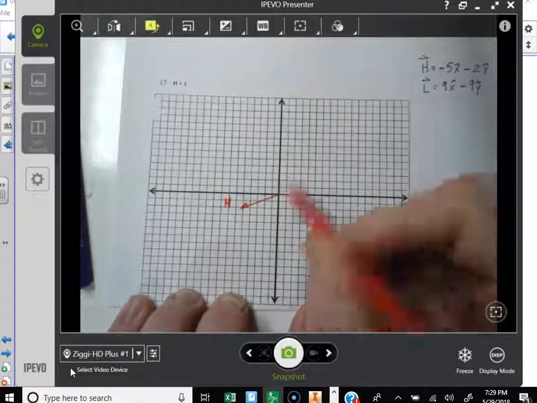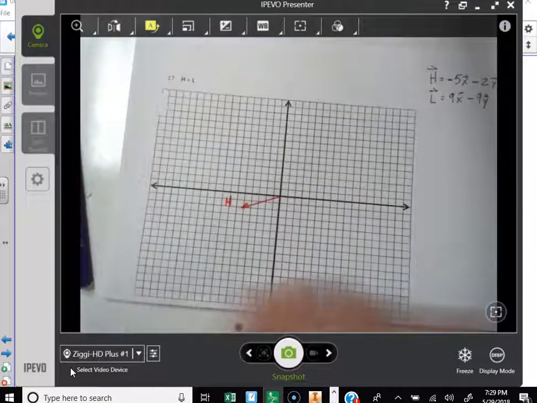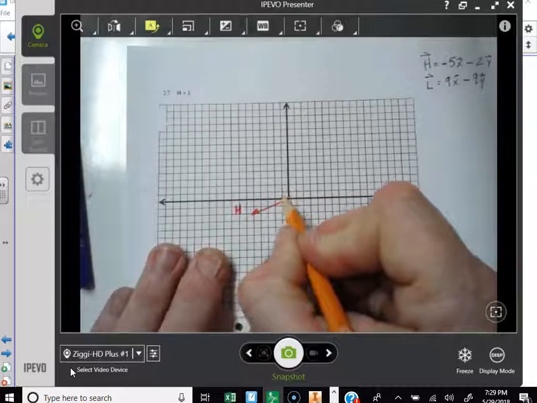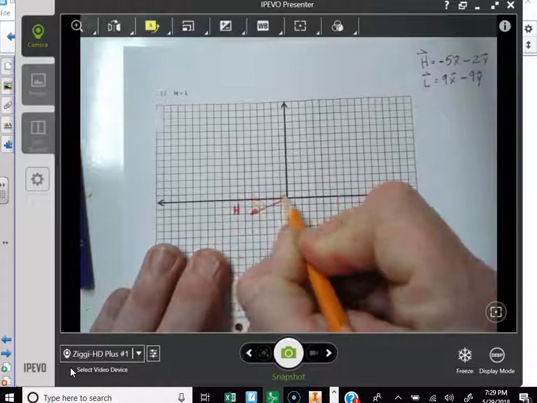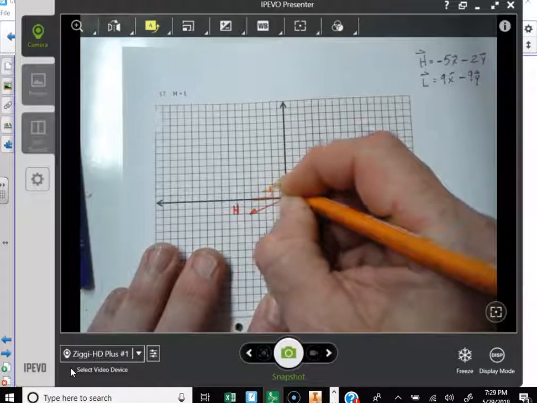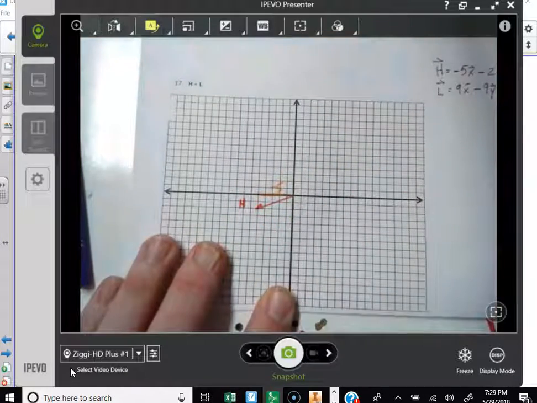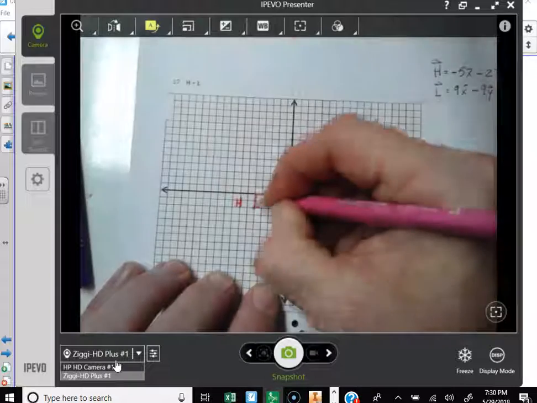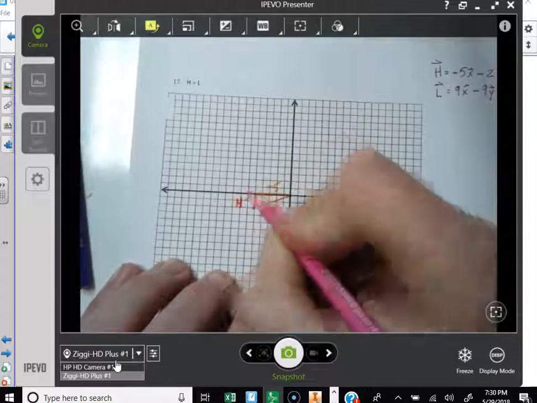In other words, its x component, I'll try this in orange, its x component is -5, and its y component, we'll do that in pink, it's right here, is -2.